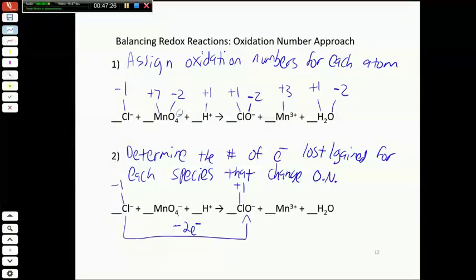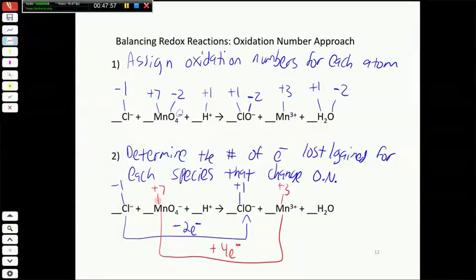And then if we do the other species that's changing, which is going to be manganese, we see that manganese goes from plus 7 to plus 3. So that's going to involve how many electrons? 4. It's a difference of 4. 7 minus 3 is 4. So the change in oxidation number tells you how many electrons are transferred, so that's 4. And because the oxidation number is getting smaller, that means this one is gaining 4 electrons. But again, it's the number that's the important part. Alright, so the second step is to determine how many electrons are lost and gained from each species that changes its oxidation number, and that comes from the difference in the oxidation number between the reactant and the product that has that element in it.